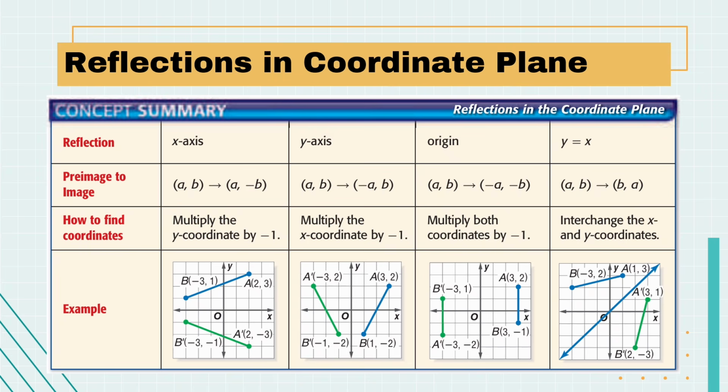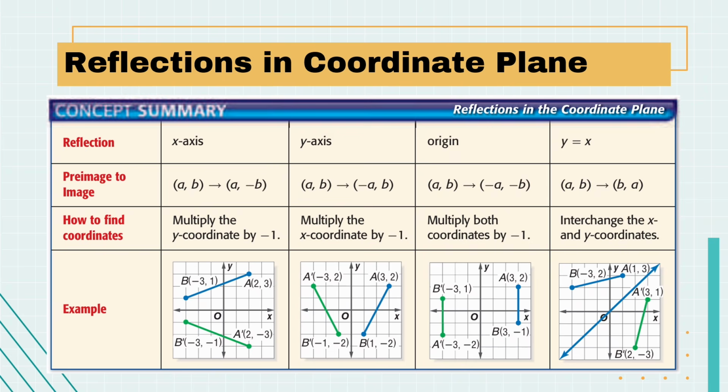When reflecting over the y-axis, the y-coordinate stays the same, but the x-coordinate changes sign. So the rule is, a point (x, y) becomes (-x, y). So for example, if the point is (3, 4), its reflection over the y-axis is (-3, 4). Now, the rule depends on the line of reflection. So always identify the mirror line first.